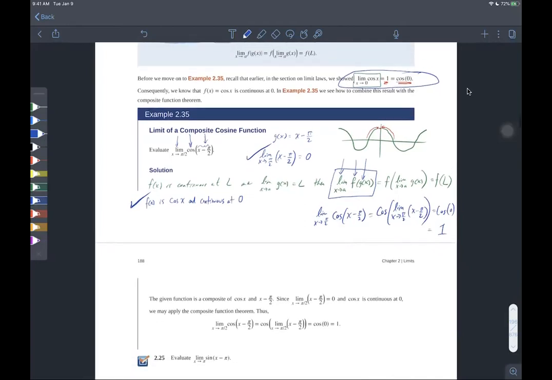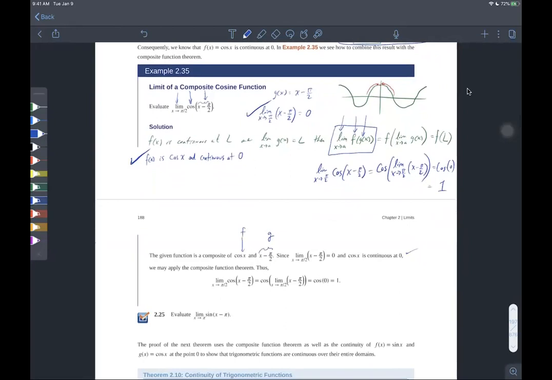It says the given function is a composite of cosine of x, which is f, and x minus pi over 2, which we call g. Since the limit as x approaches pi over 2 of g is equal to 0, we need to check to make sure f is continuous at that limit of 0. And cosine of x is continuous at 0, so it is. We may apply the composite function theorem, and thus, exactly what we just said, the limit is equal to 1.